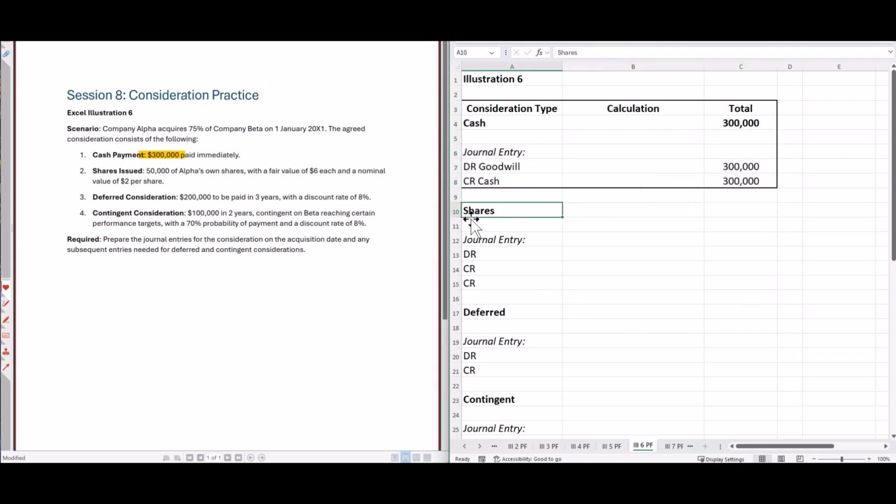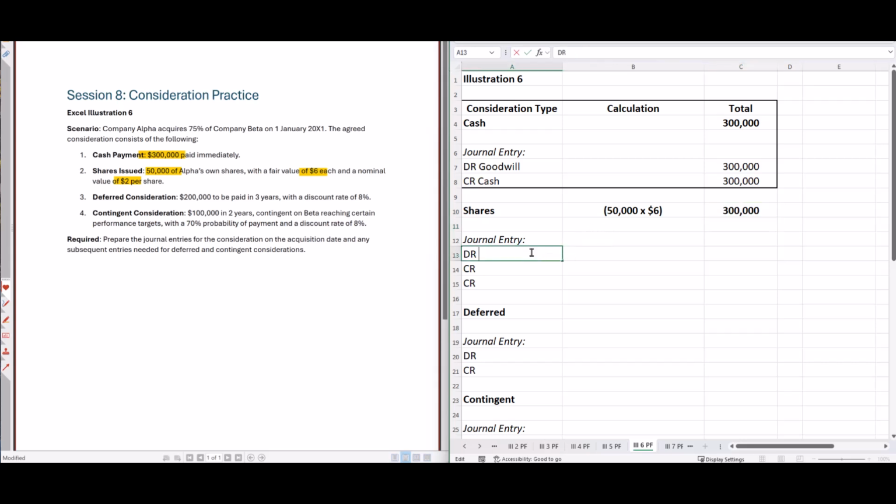Okay, next one, shares. 50,000 shares with a fair value of $6 each, nominal value $2 per share. Okay, so we know that we do this at the share price. So 50,000 shares times $6 each. So that again is 300,000.